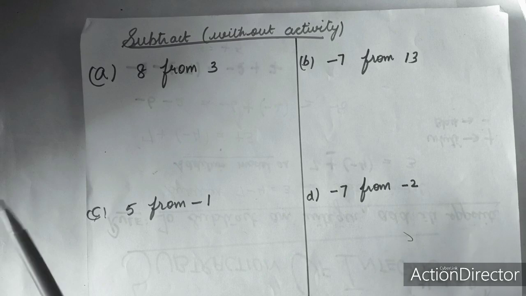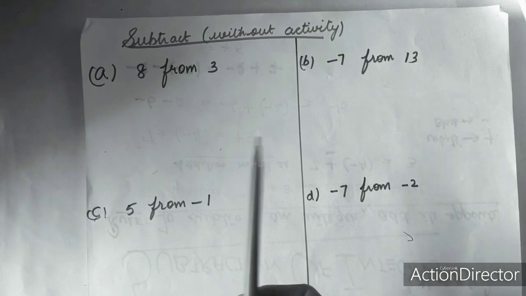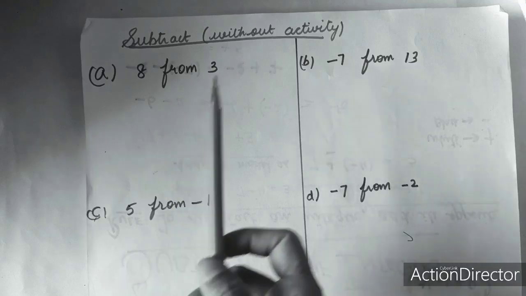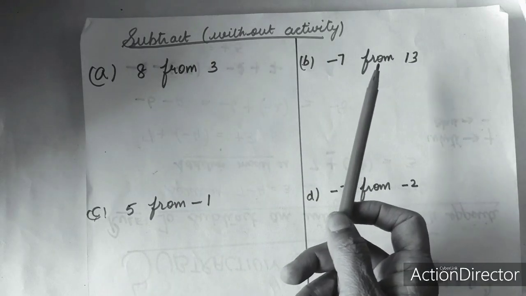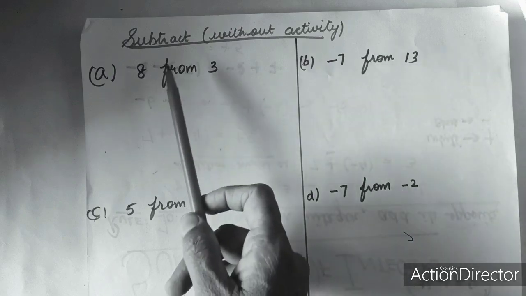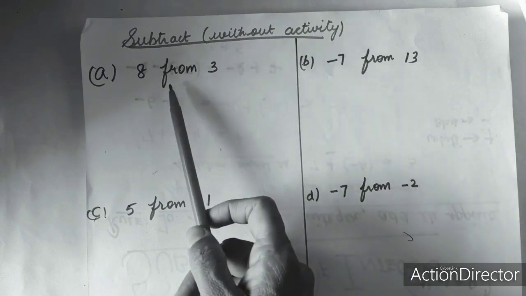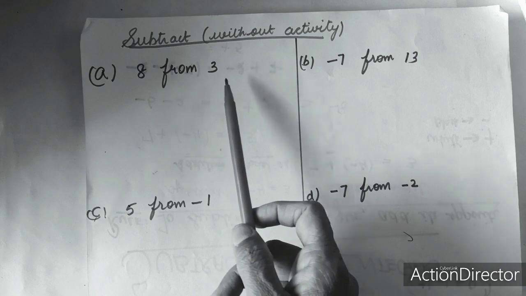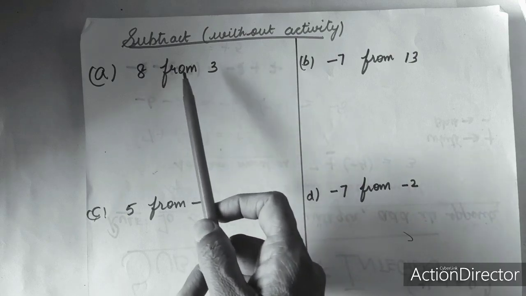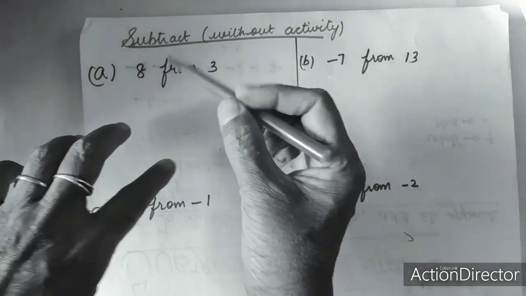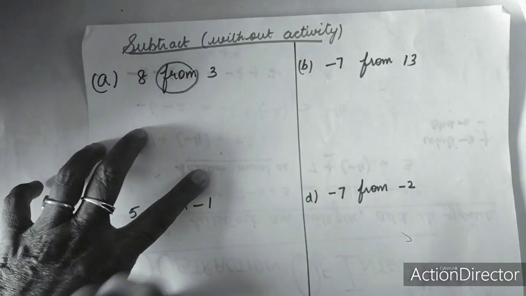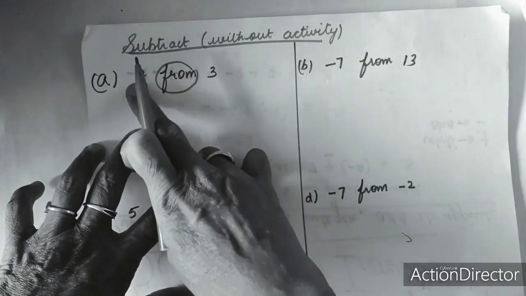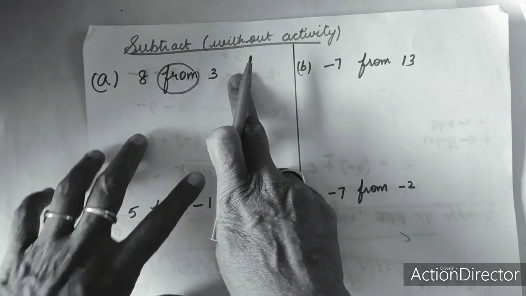Now after understanding the concept of subtracting integers by means of an activity, let us subtract these integers without doing the activity, that is, mathematically. It is given: subtract without activity. So, 8 from 3. Whenever you have the word from in integers, that means you have to subtract the first integer from the second integer.